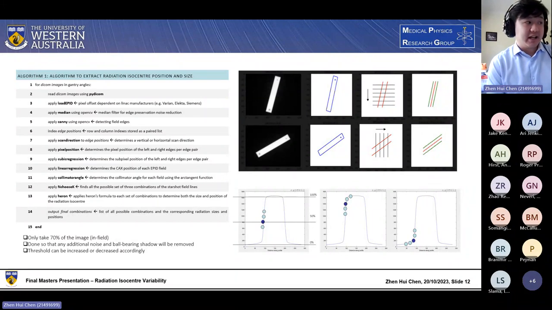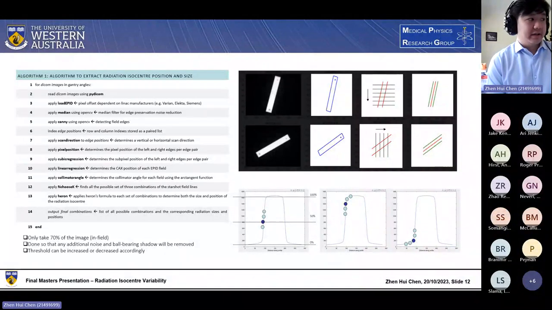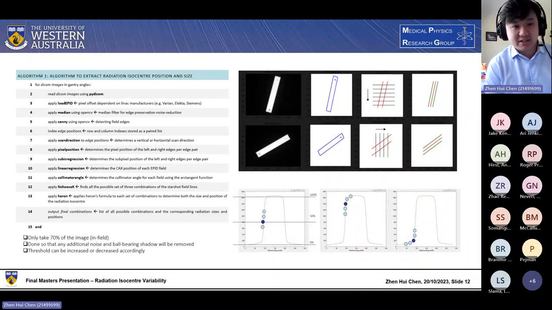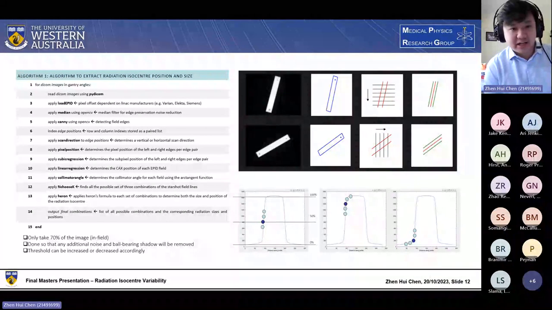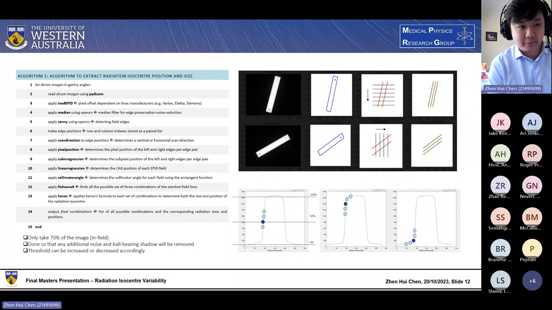So now I apply the canny function using OpenCV in Python to detect all the edges. And for each row or each column, depending on the angle of the image itself, I've paired up the indexes just so that when I scan the images later on, every single row or every single column that I scan will be guaranteed to only have a pair of points, which makes things a lot simpler.